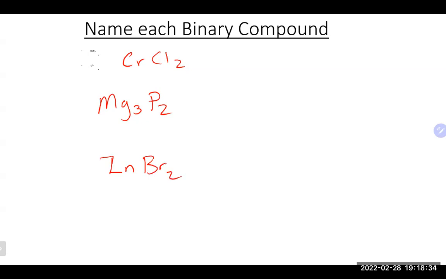And why don't we do some formulas? So let's do some silver phosphide. Let's do iron 3 oxide.